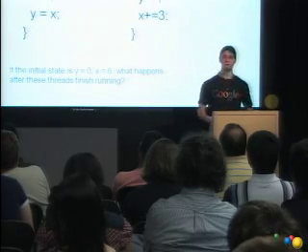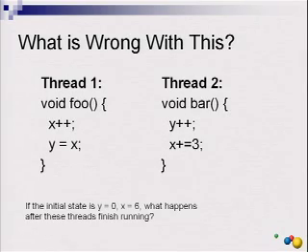So here we have a program with two threads, and they have each just entered a function named foo or bar. And we have two shared variables, x and y, and we have these simple assignments that are occurring in them. So if the initial state is y equals 0 and x equals 6, what happens when we run these threads? Who knows, right? There's about a dozen different possible outcomes.